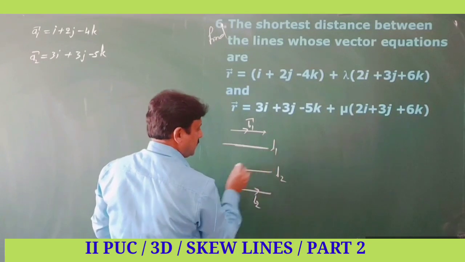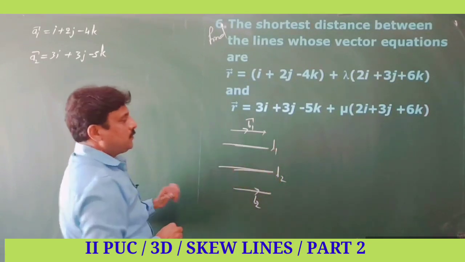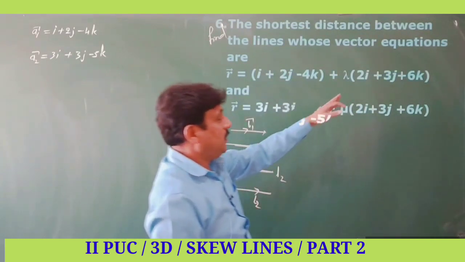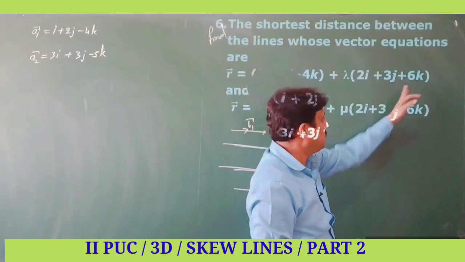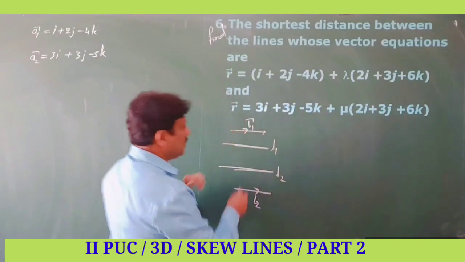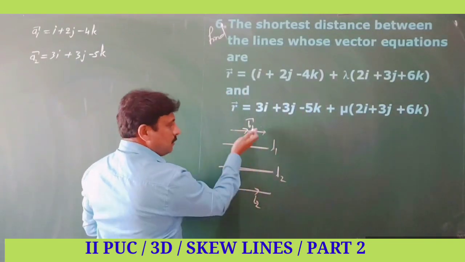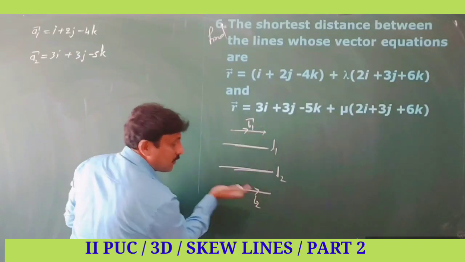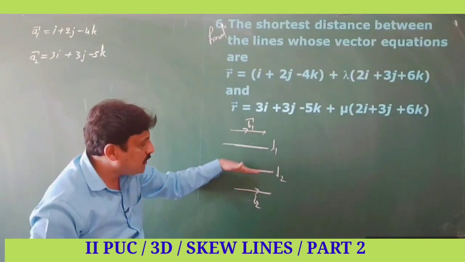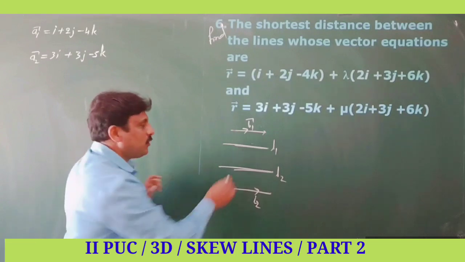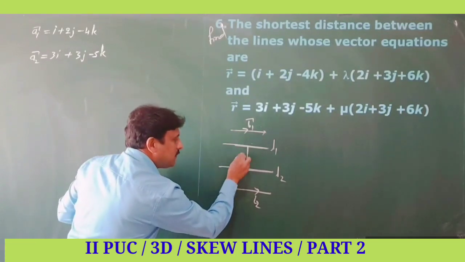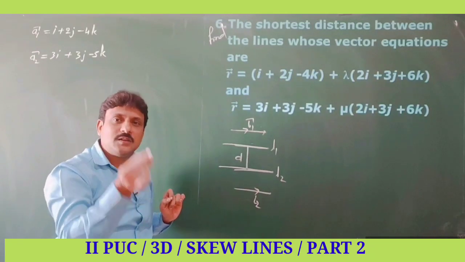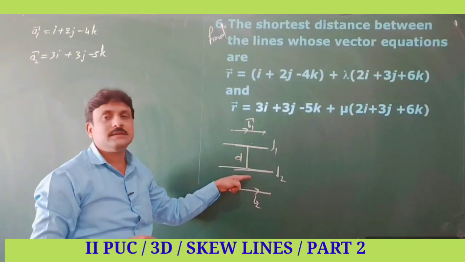This is line L1, L2. So here b1 is parallel to b2. How do we know? The direction ratios are the same, 2 3 6, 2 3 6. Whatever b1 has, b2 has the same. Means these two vectors are parallel, therefore these two lines are parallel. Now we have to calculate the shortest distance between, not skew lines, shortest distance between parallel lines.